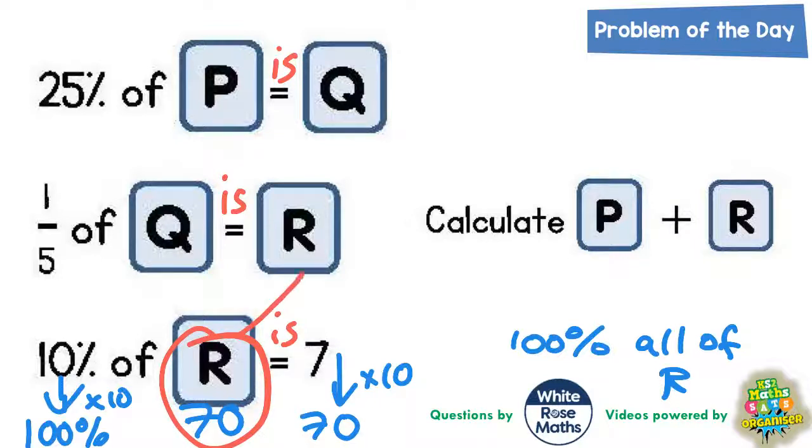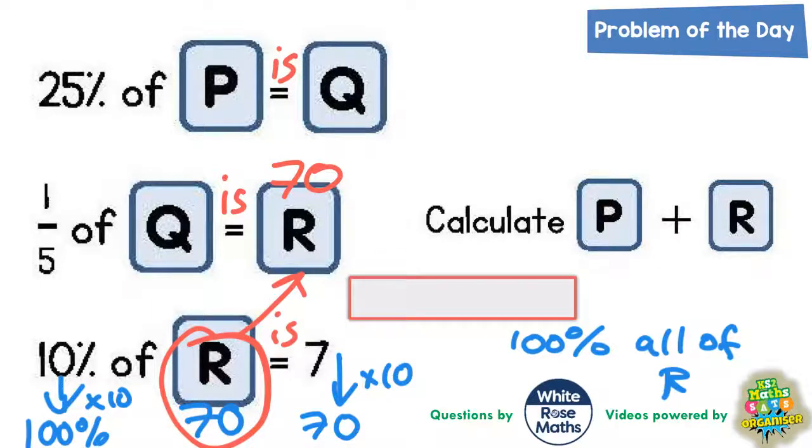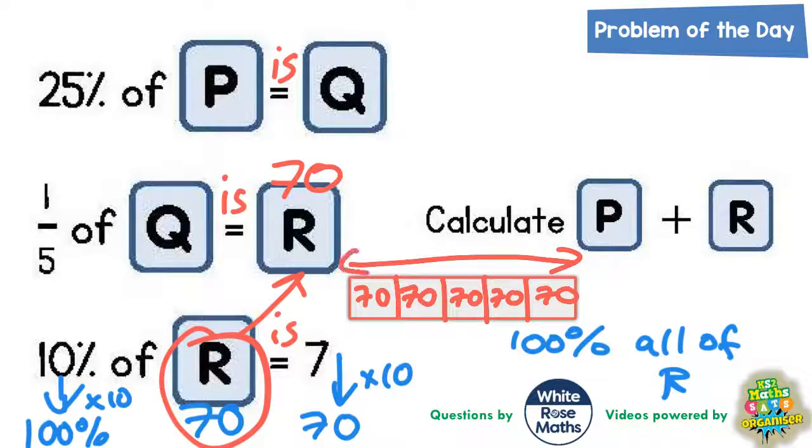Now let's replace this R here with 70. So 1/5 of Q is 70. If you imagine a bar split into fifths, it is telling us that 1/5 is 70. So this fifth here must be worth 70. But don't forget that this total bar must be the value of Q, because it's a fifth of Q, so it's a fifth of the whole bar, which is worth Q. So a fifth of the whole bar, which is Q, is worth 70.